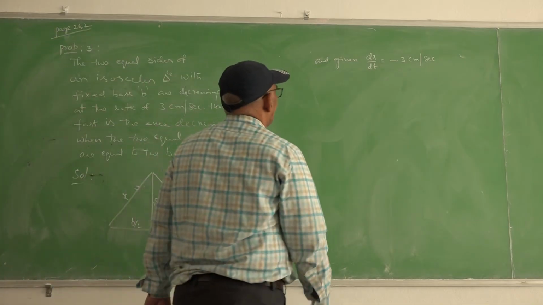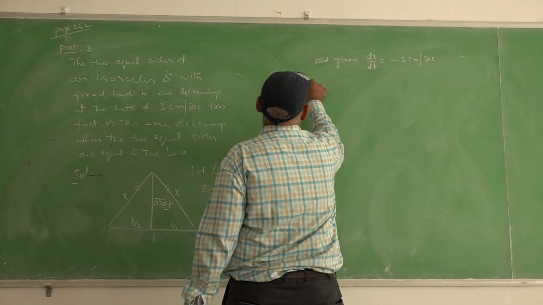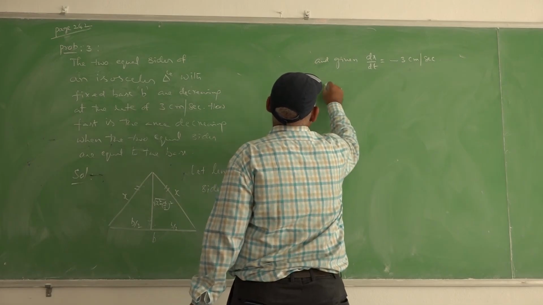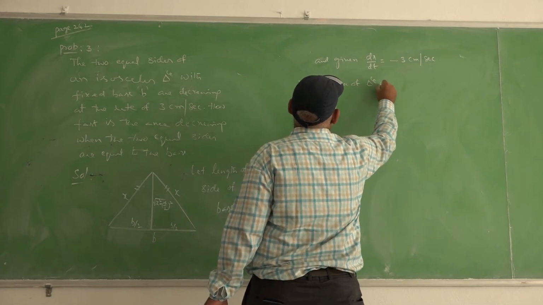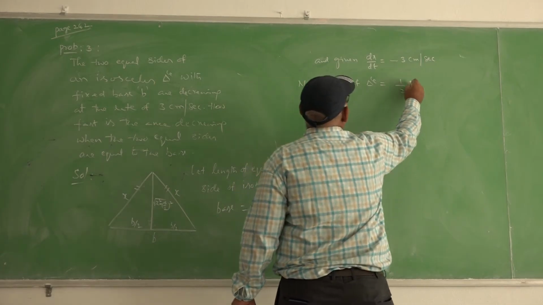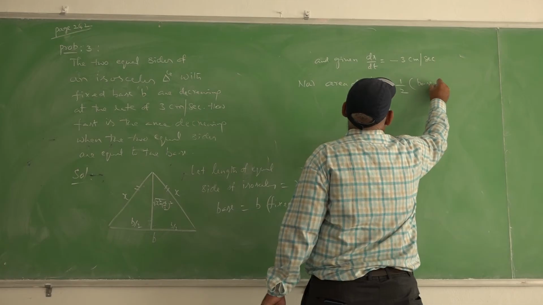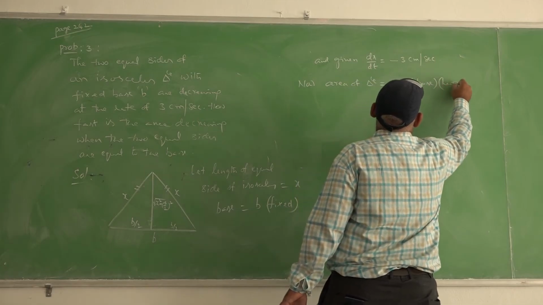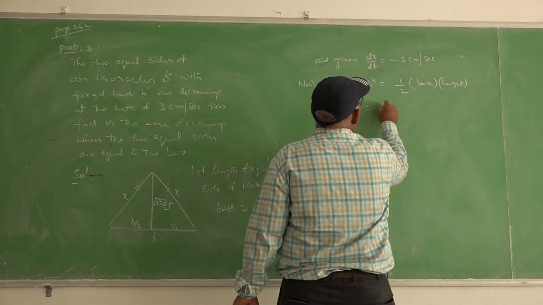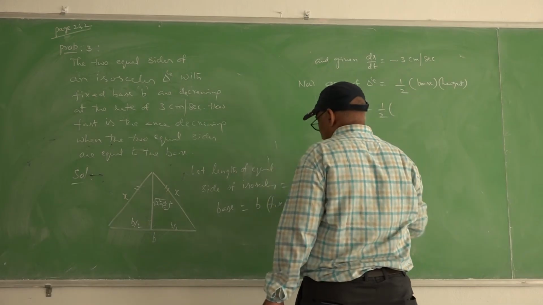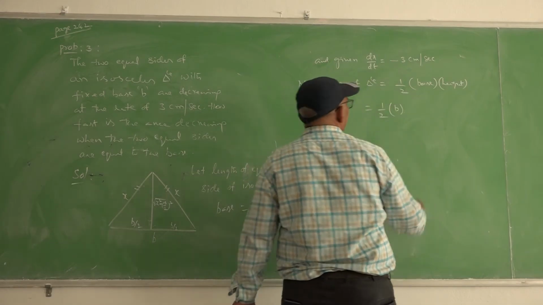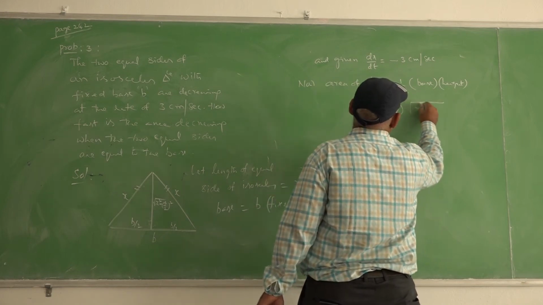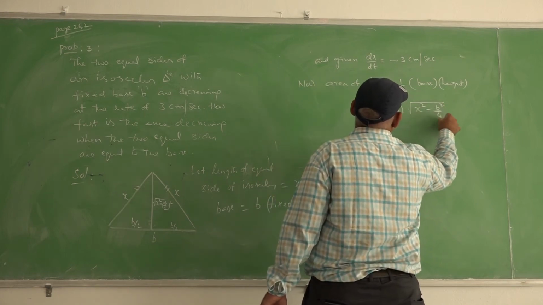Now, consider area. Area of triangle is half base into height. That is half base, base means b. It is always constant. Height is in terms of x, that is given by root of x square minus b square by 4.